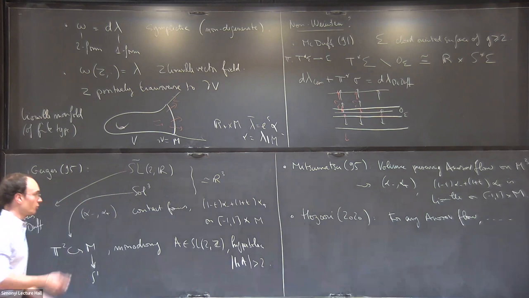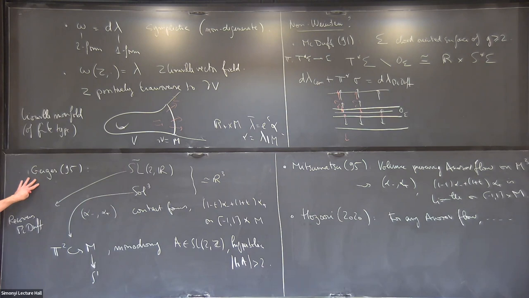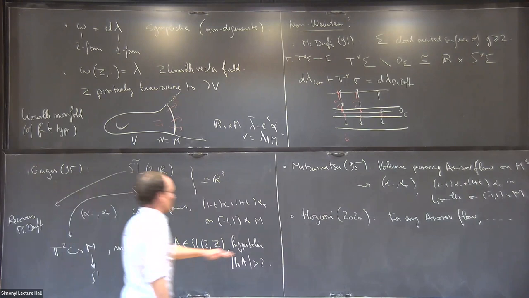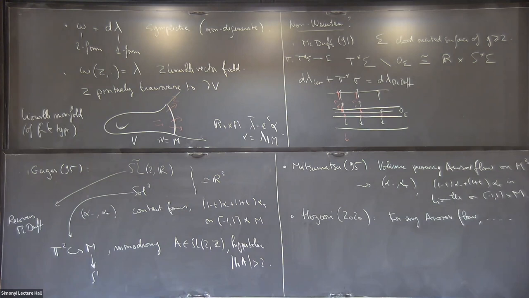I should also say that Geiges also has, so all of these examples. What was the second thing you said that Hozoori did? So I'm going to talk more about that in a second, but he showed that it gave a characterization of Anosov flows in terms of the existence of suitable pairs of contact forms.